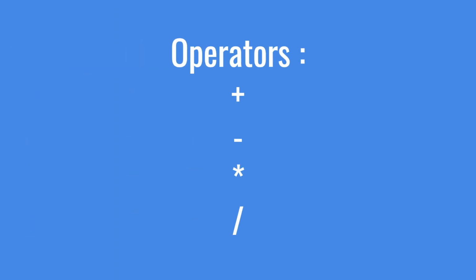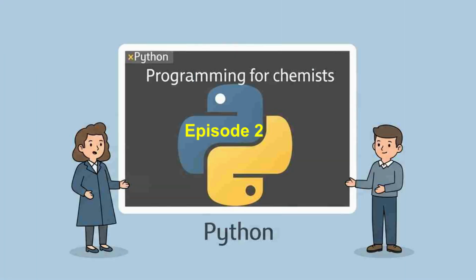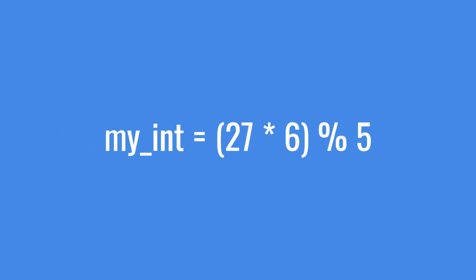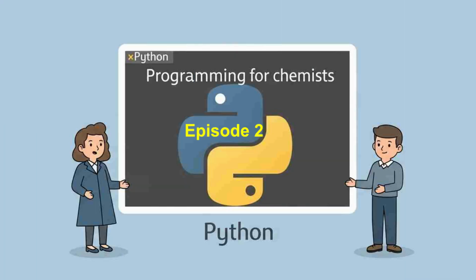Operators are like your lab tools. You've got plus, minus, multiply, divide, and just like in math, parentheses control the order. For example, my_int equals, in parentheses, 27 times 6 modulo 5. Always use parentheses in doubt. It keeps your calculations crystal clear.